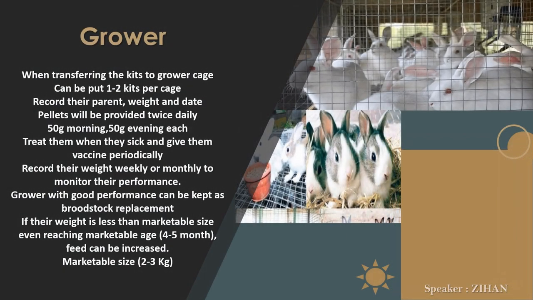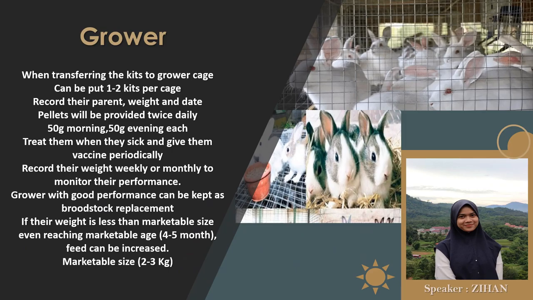So for the grower part, when transferring the kids to the grower cage, make sure that one cage holds 1 to 2 kids, and their parents, weight and date should be recorded. The pellets will be provided twice daily, which is 50 grams in the morning and 50 grams in the evening each. Treat them when they are sick and give them vaccines periodically. Record their weight weekly or monthly to monitor their performance.